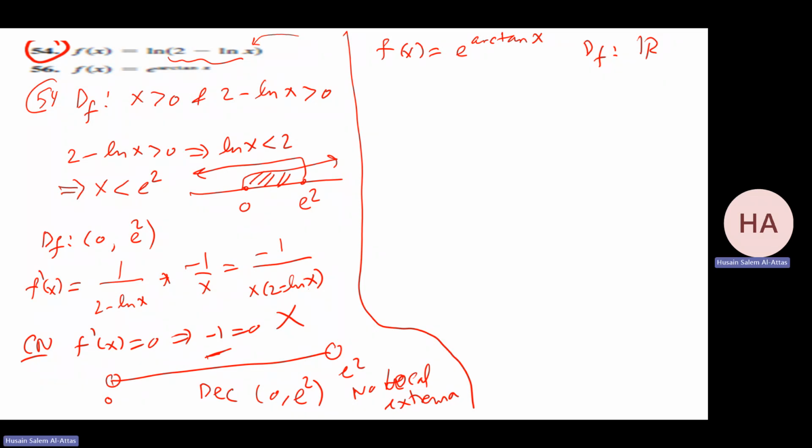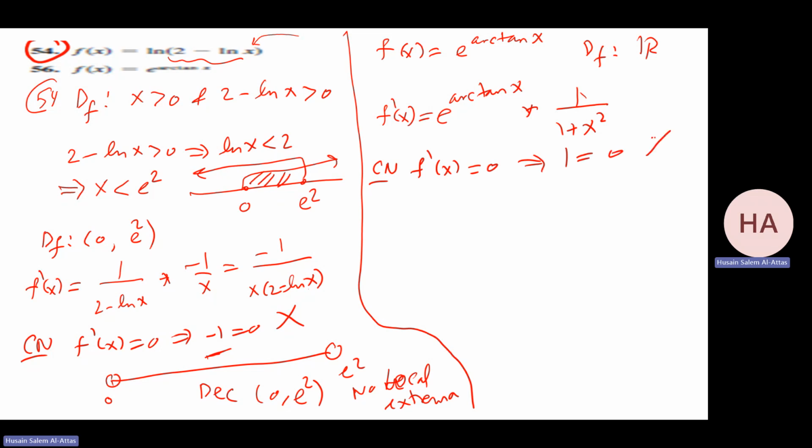Now, if I want to check f prime, to check the critical numbers, f prime will be what? e to the arctan of x times the derivative of arctan of x, which is 1 over 1 plus x squared. Critical numbers, f prime equals 0 will give me nothing. 1 equals 0, which is nothing. I have no critical numbers.